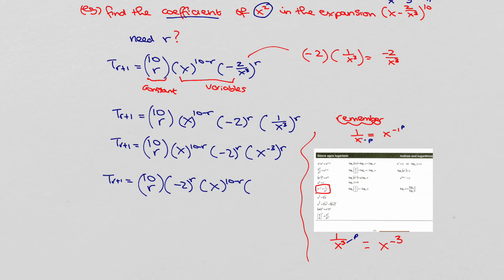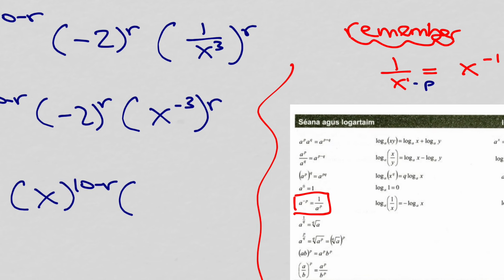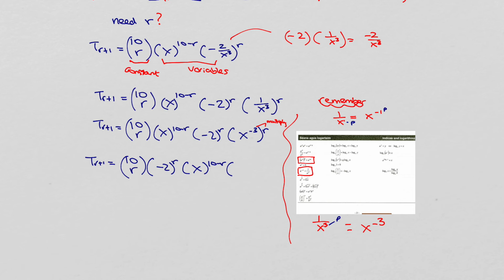Well, look at this. We have x to the power of minus 3 to the power of r. And if I look at the third rule here on my indices page, I have a to the power of p to the power of q is basically a to the power of pq. So in other words, I just multiply these powers. So that's going to be x to the power of minus 3 times r.